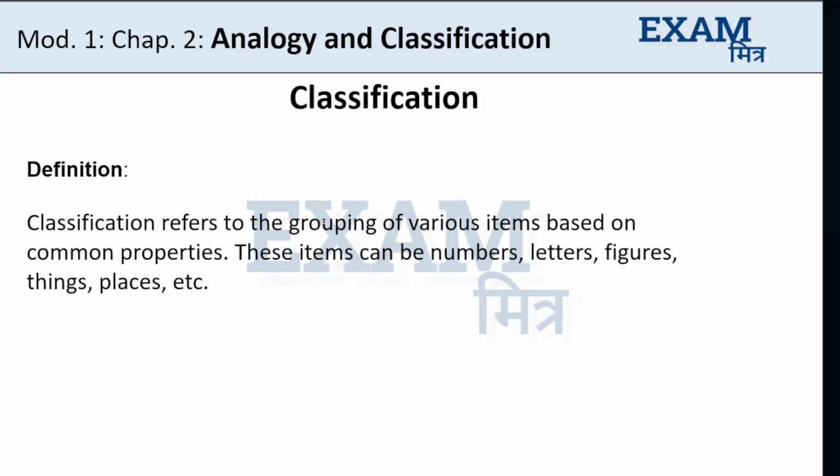Classification refers to the grouping of various items based on some common properties. So in this part, there is grouping of various items, and based on some common properties, these items are grouped. These items can be numbers, letters, figures, things, places, etc. It is like classification of even numbers, classification of odd numbers. Like you do in chemistry, the periodic table, classification of different types of elements having common properties, like metals in one group, non-metals in one group, and so on. So this is classification.